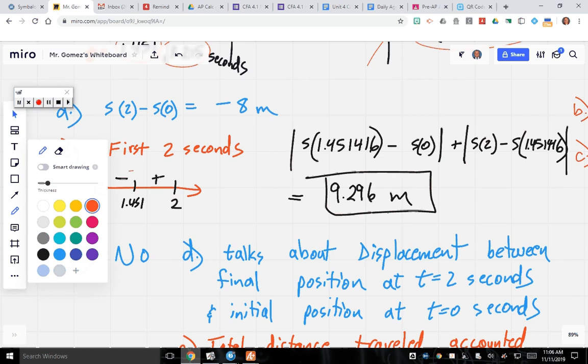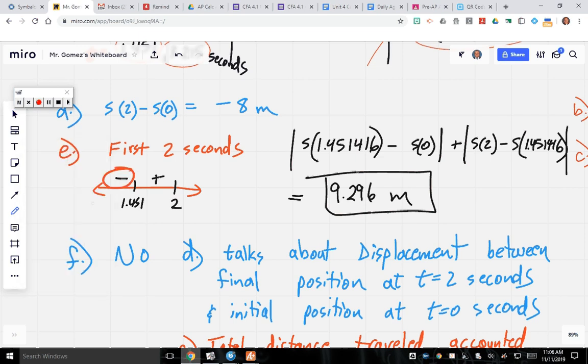From 1.451 to 2, it's going to be a positive. Now with the calculator, you can see when these are positive, negatives, and so on and so forth. And I kind of skipped over that just a little bit, that I'm going to show you right now. Okay, here we go. I know that the zeros of my function up top were at 1.451 and 3 point whatever.